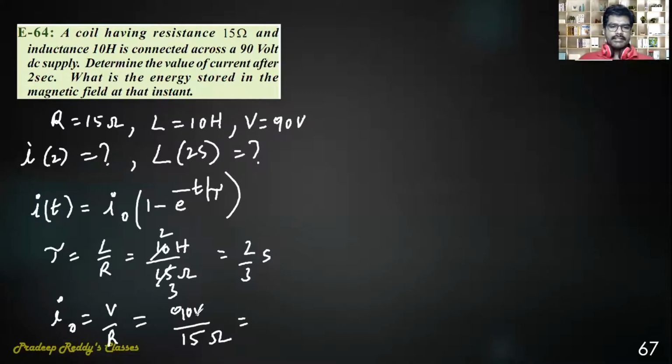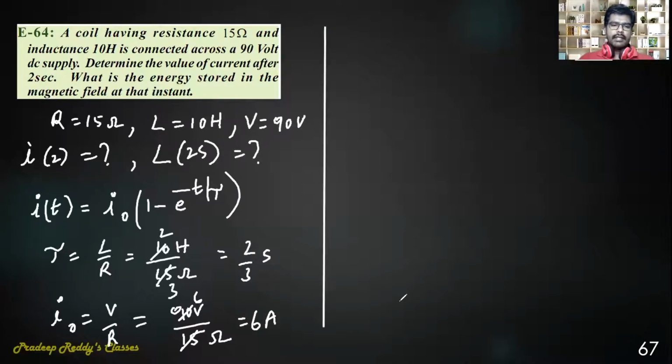15 sixes are 90. Am I right? So this is 6 ampere, like it is 90 volt and it is 15 ohm. This is 6 ampere. That is maximum current in the circuit.